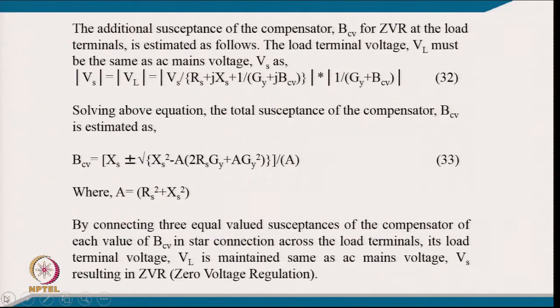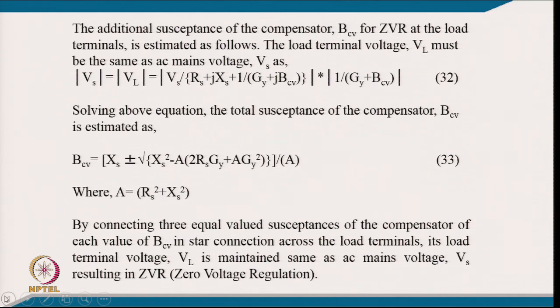What we covered here: passive compensators for single phase, for power factor correction at the load terminal, power factor correction at the substation, and then zero voltage regulation at the load terminal for a single phase load. Then we derived the relations for the 3 phase 3 wire system, which may be a star connected unbalanced load or a delta connected unbalanced load, converted to an equivalent delta connected unbalanced load.